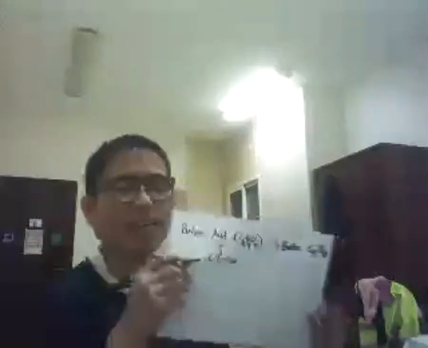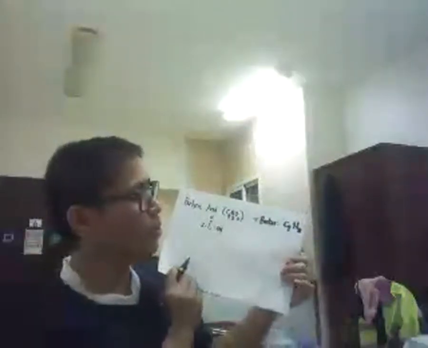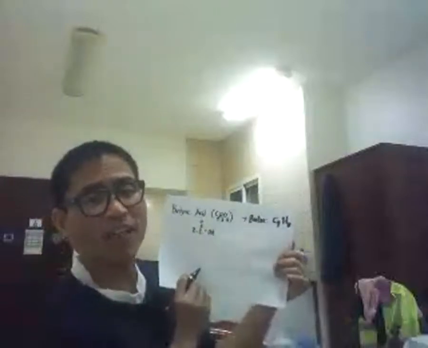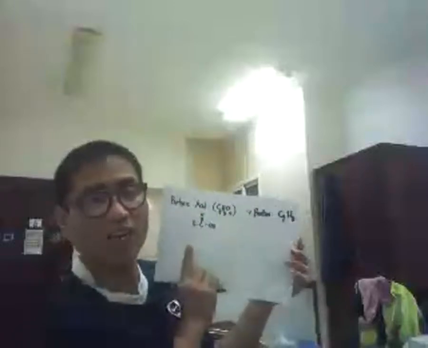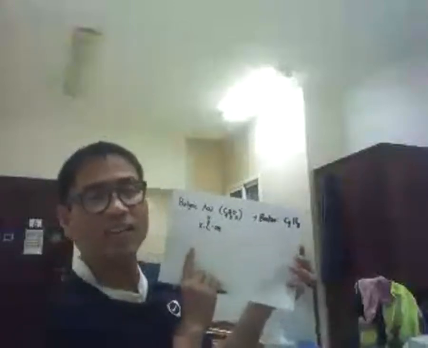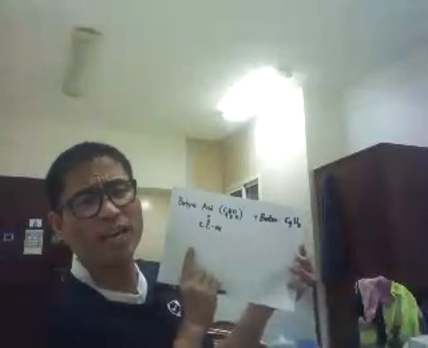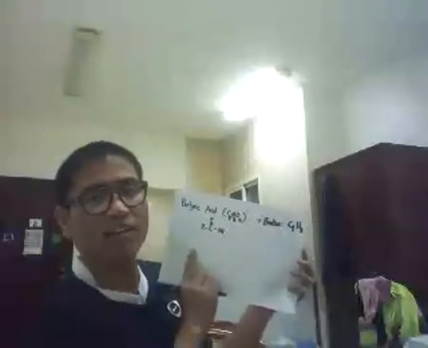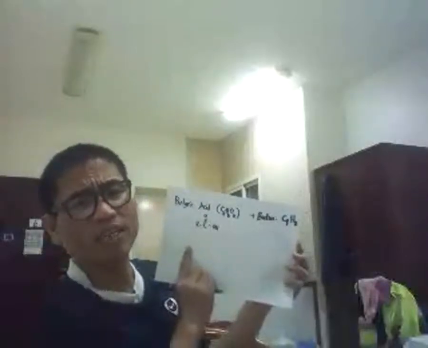So, butane, C4H8. There are times that you can remember only the number of atoms of carbon, but you forgot the number of atoms of hydrogen. The technique is to remember the 3 formulas. CnH2n is for the alkane. CnH2n minus 2 is the alkene, double bond. CnH2n minus 2 is the alkyne, triple bond.